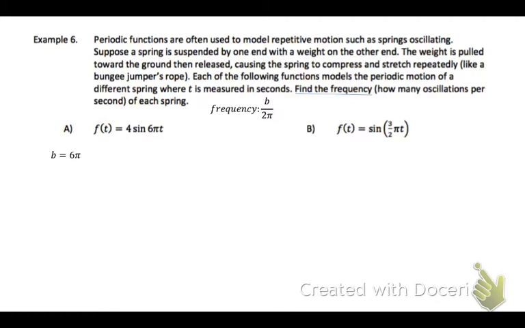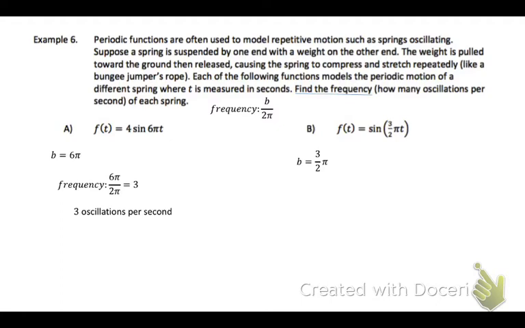Let's label our b in this function. Our b is 6 pi. So the frequency is going to be 6 pi over 2 pi, which is 3. Okay, so that's 3 oscillations per second. Make sure you write that. So that's 3, it goes up and down 3 times per second.